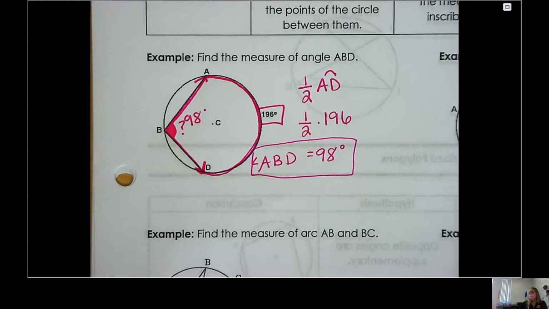I kid. It's all gonna be easy. So if I give you the arc, divide by 2 to get the angle. If I give you the angle, multiply by 2 to get the arc. That's it. So you're just going forward or backwards, either multiplying by 2 or dividing by 2. All right, next example.